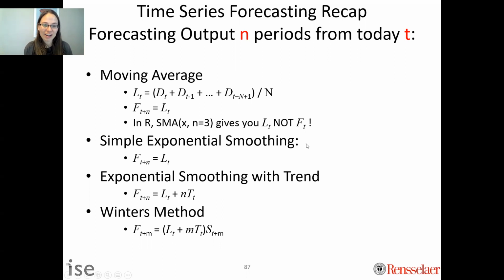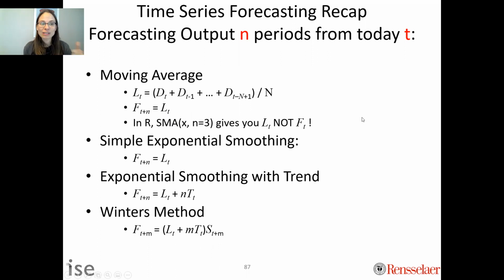Another takeaway to not forget: in R, when we implement SMA, it gives you L of t, not F of t. So remember the connection: if you get L of t but need F of t, you have to convert. That's an important thing to think about.